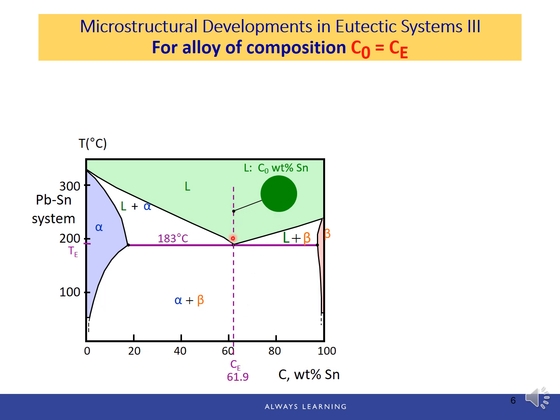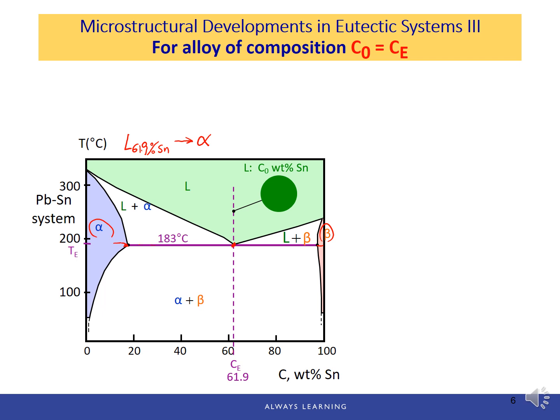And as we lower the temperature following this dashed line, when we are at this eutectic point, we know there will be a reaction. So this liquid phase will form into two solid phases. The eutectic reaction is written as the liquid phase, which has 61.9% of tin, will solidify or react into two phases. One is the alpha phase, one is the beta phase.